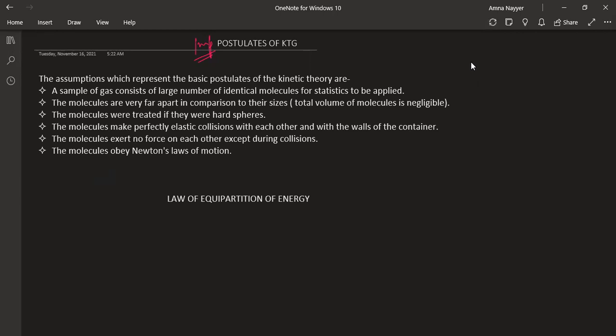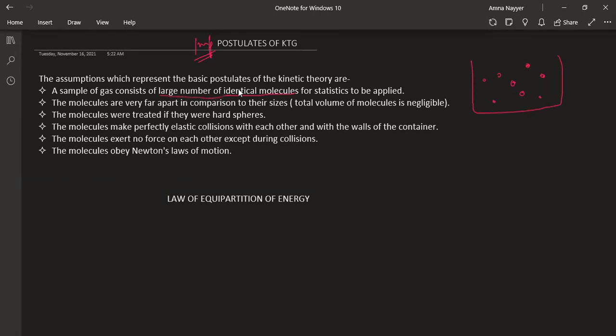This means if you have taken a container, all the molecules will be present, a large number of identical molecules. That is what is meant by this first postulate: identical molecules will be present, a large number of identical molecules.